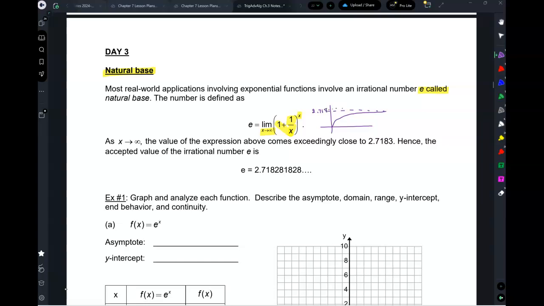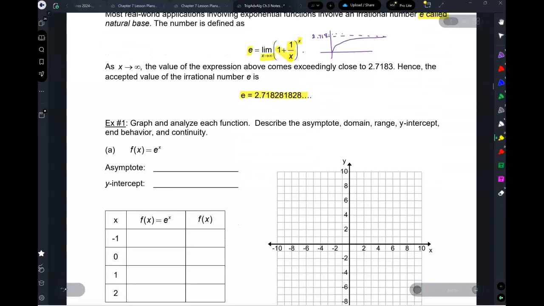That point that it levels off happens to be 2.718... That is the magic number that we call e. So e is known to be this number. It is an irrational number similar to pi, 3.14, etc. This time it's 2.718... This is the natural base. And so often we have to graph exponential functions with this base.